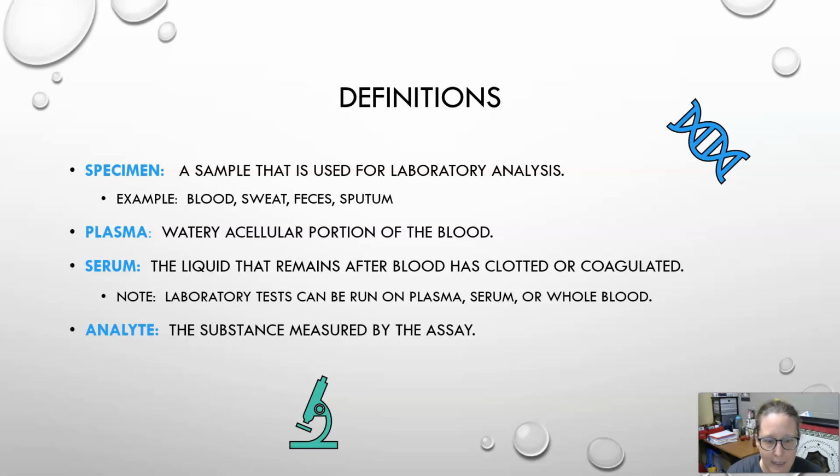An analyte is the substance that's measured by the assay. An example of an analyte would be glucose or potassium or sodium or an enzyme like AST. That is the analyte. That is what we are measuring in that specific test.